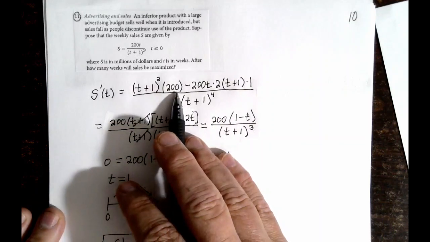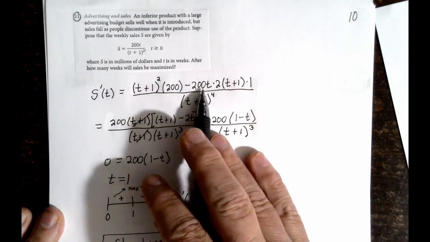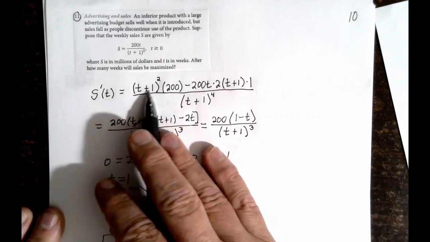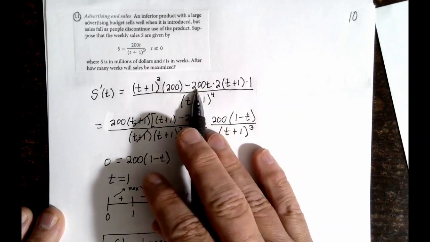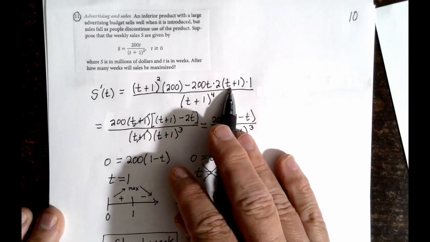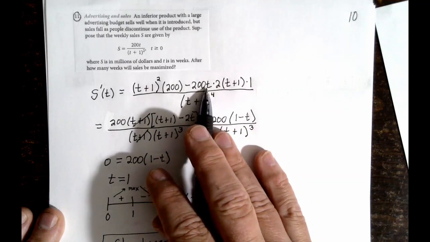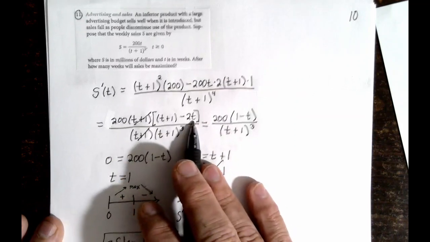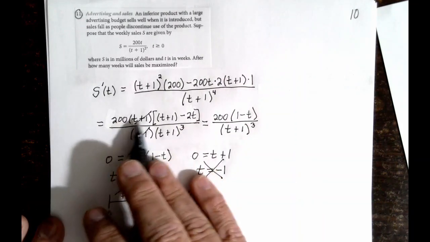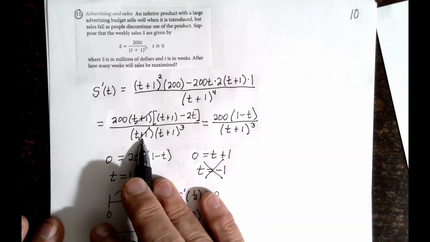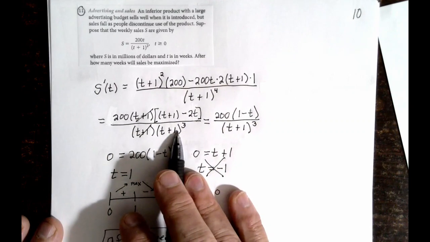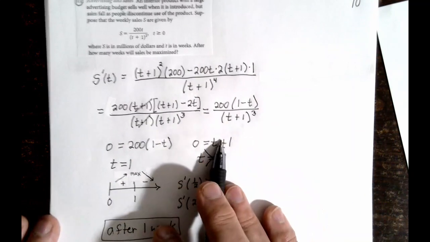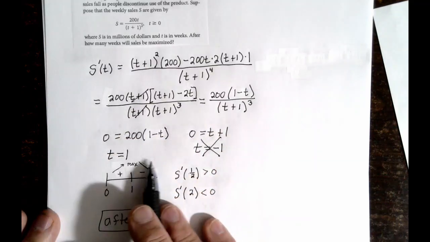But I factored out a 200 and a t plus 1. When you take a 200 and a t plus 1 out of this, you're left with a t plus 1. 200 t plus 1, you're left with t, and 200 and t plus 1, you're left with a 2t there. So this part just gives you 1 minus t, and here this part cancels with the t plus 1 in the denominator. So it leaves you with the denominator cubed, and the top is a lot simpler than if you didn't cancel that t plus 1.